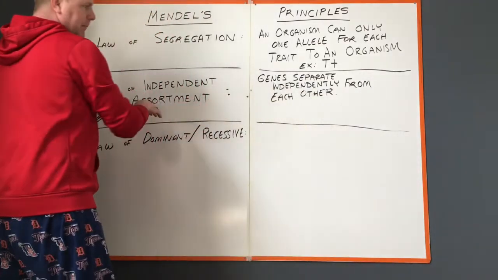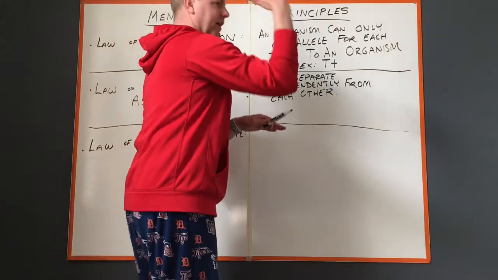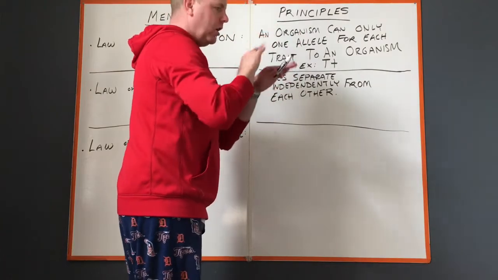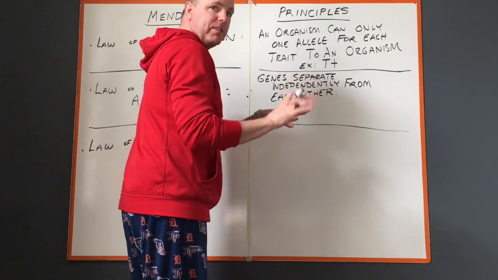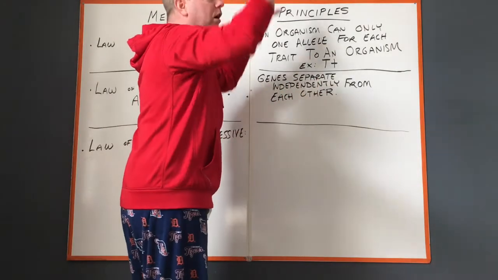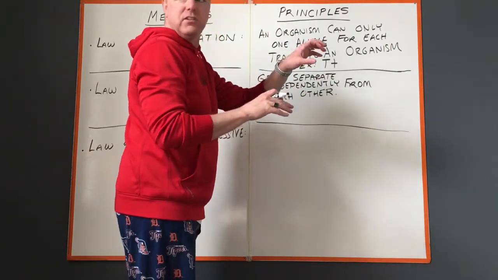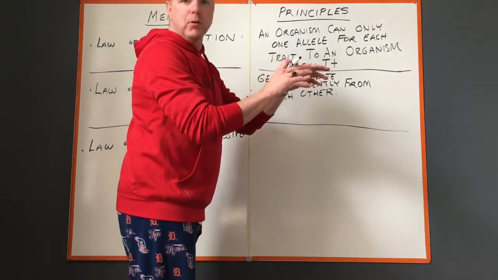Because the law of independent assortment says your hair color, your eye color, etc., are all independent of one another. Now, do those things often end up together? Yes, because overall in the gene pool, dark features tend to be coupled with dark features.